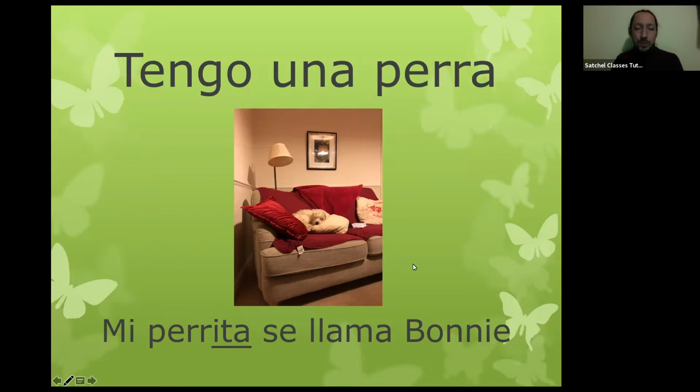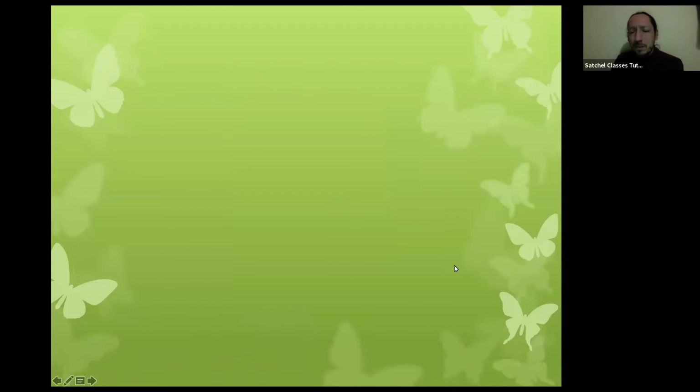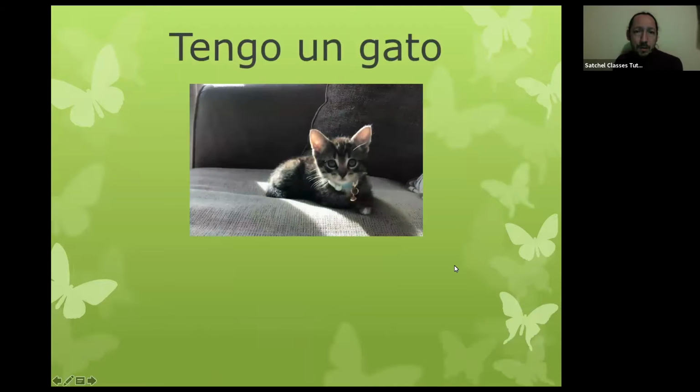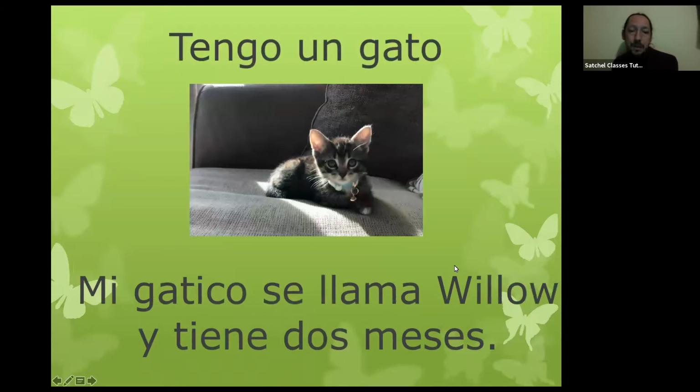so we can use adjectives to describe our pets. We can give their names. But what else can we say about our animals? Well, this is my cat in real life. Tengo un gato. Mi gatico, look at what I'm doing there, se llama Willow y tiene 2 meses.